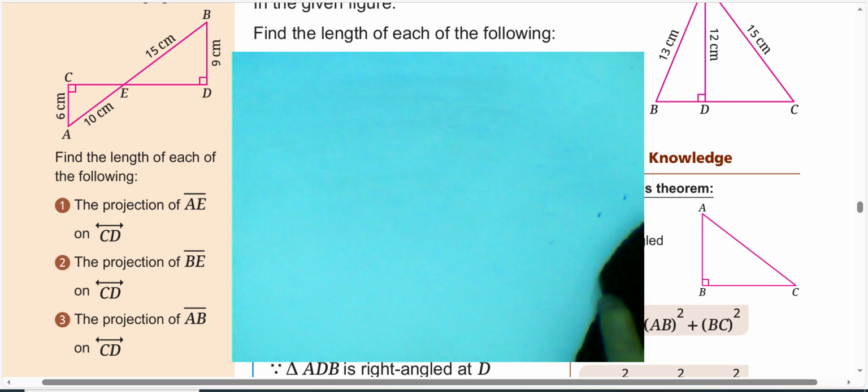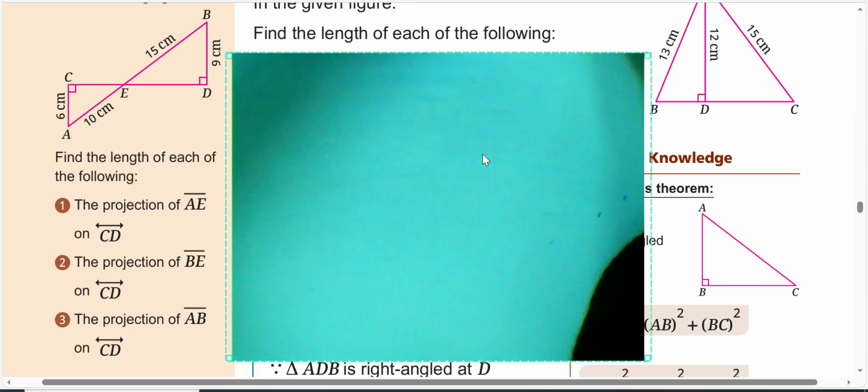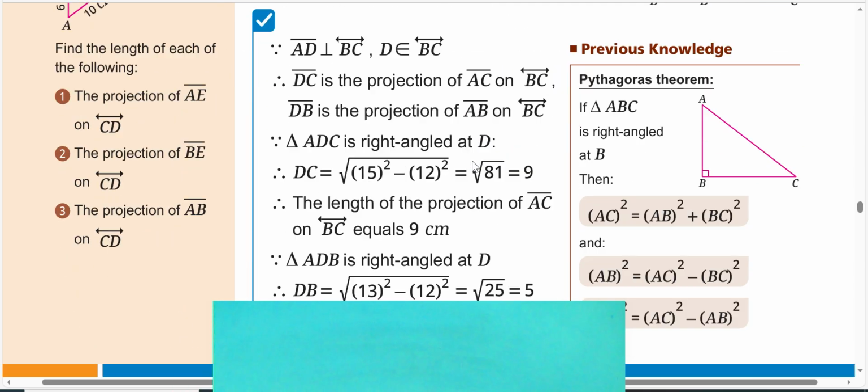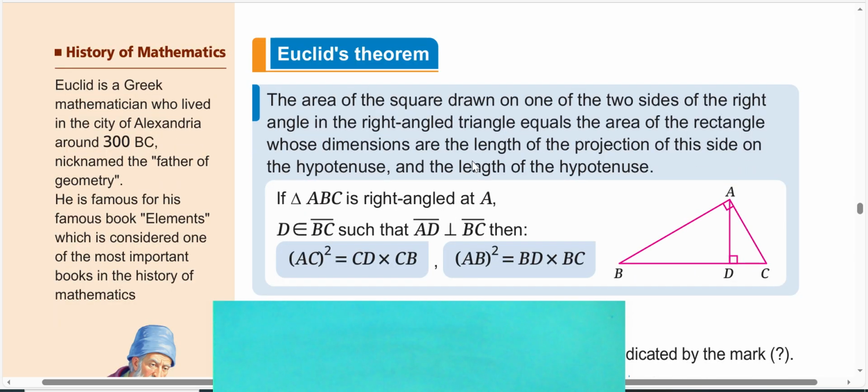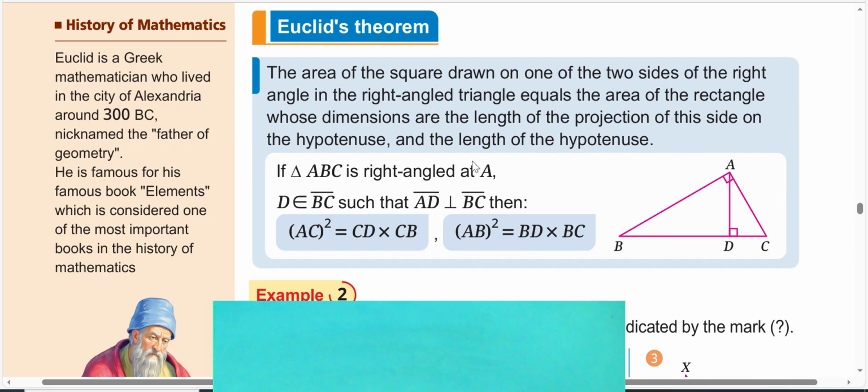Okay. Understood? This is question number 3. Euclid's theorem. It's important, okay? Pay attention with me. What about the theorem?